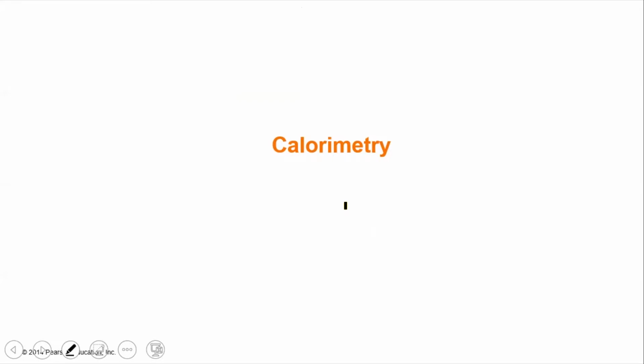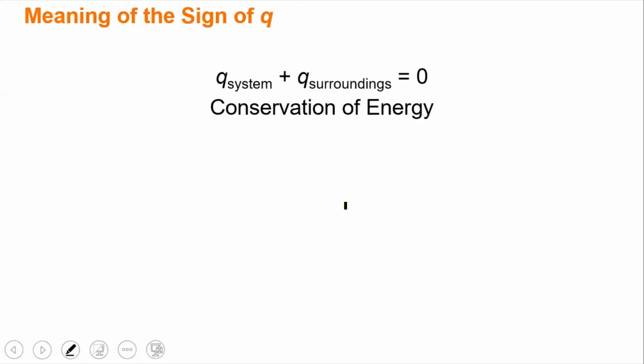Okay. Remember, according to conservation of energy, if the only way that a system is exchanging energy with the surrounding is through heat, then you have two components. Heat either put out or absorbed by the system, and heat either put out or absorbed by the surroundings. And because energy has to be conserved, those two have to add to zero, right?